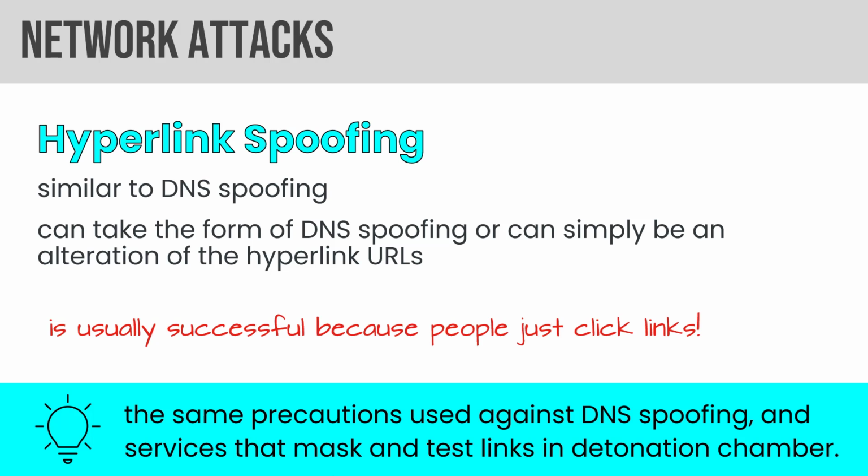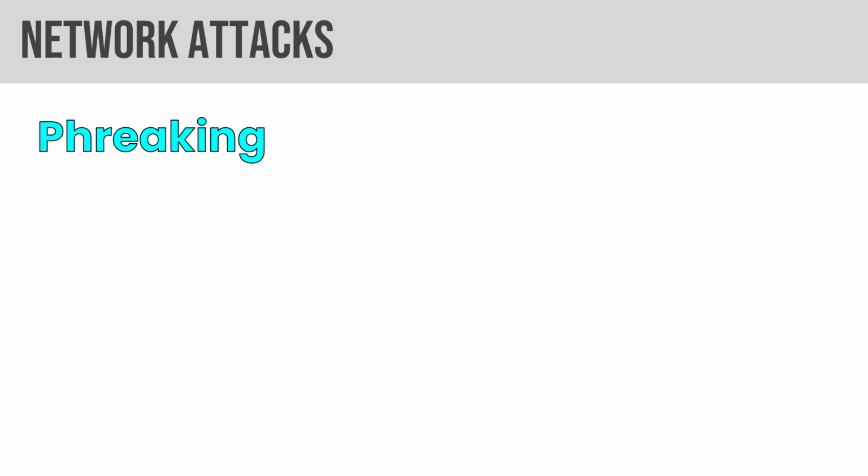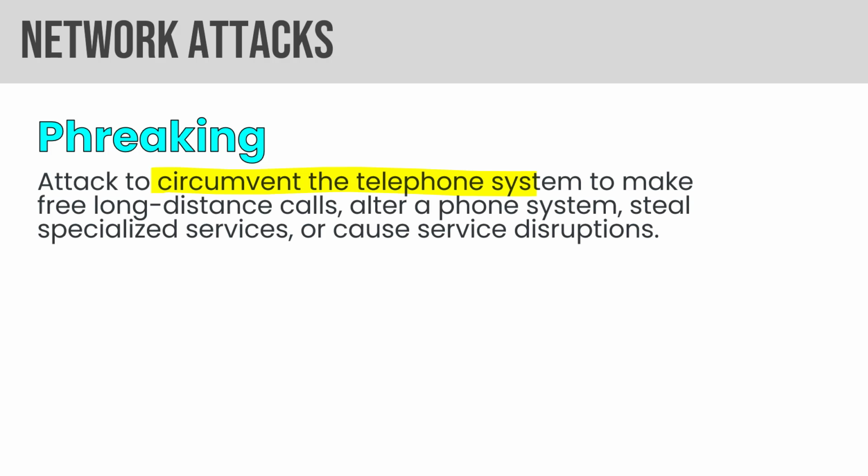Hyperlink spoofing attacks are usually successful because people just click the links, don't they? They don't really examine URLs very carefully most of the time. So phreaking may come up on the exam, which is an attack to circumvent the telephone system.